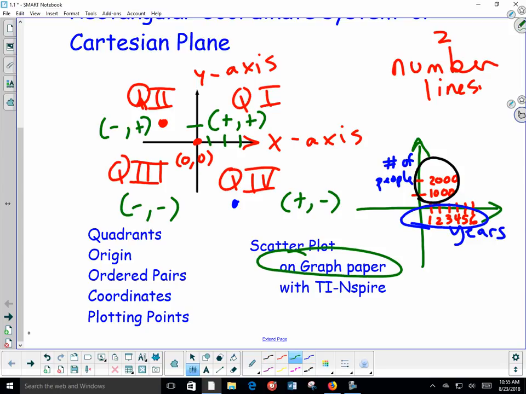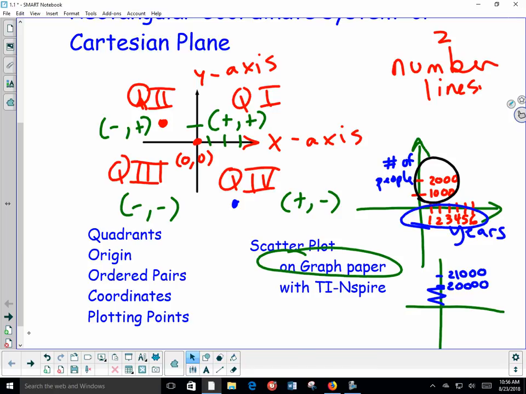Let's say your data doesn't start until 20,000 people, and it goes from 20,000 to 25,000. Then on your y-axis, you could put a break in the graph and have it start at 20,000, then go to 21,000, and so on. So that's indicated there by a break in the graph. We will talk about how to do scatter plots on the TI-Nspire. We'll talk about that in class.